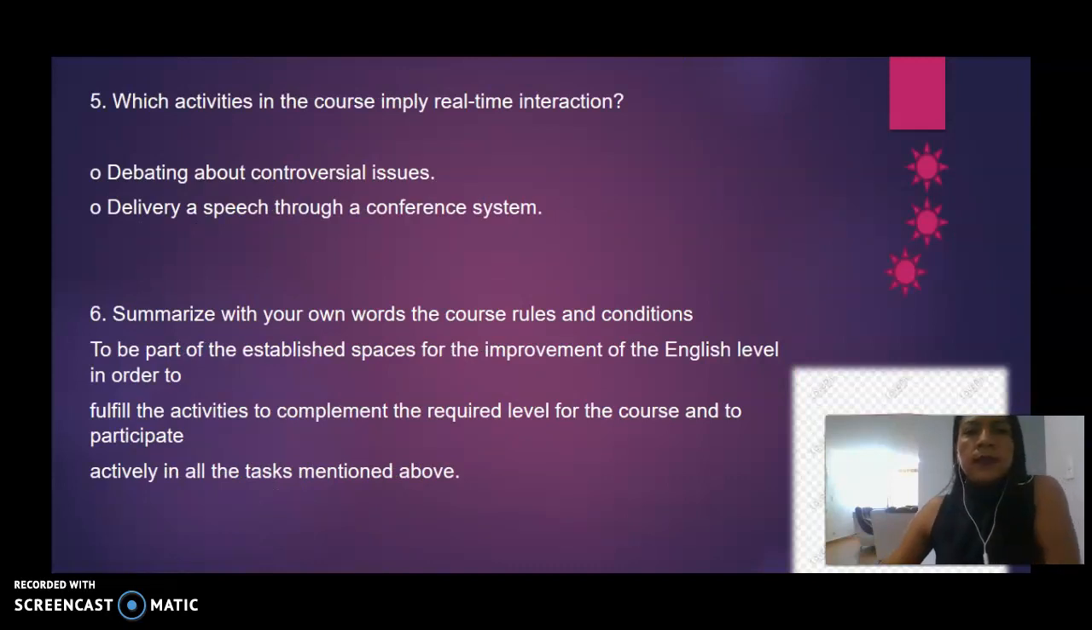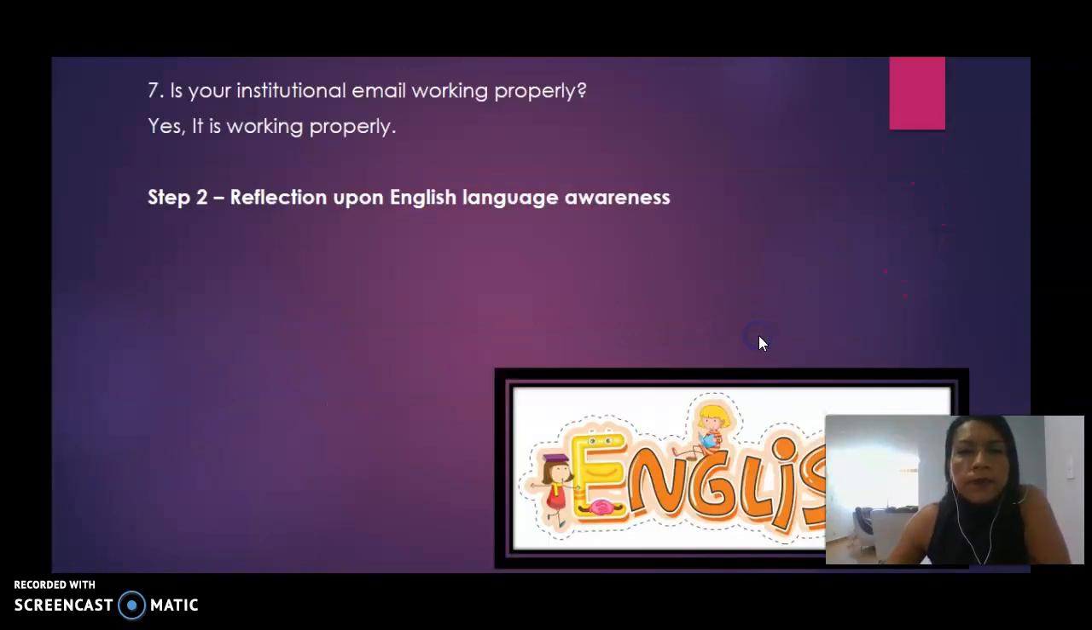Five: the activities in the course imply real-time interaction, debating about controversial issues, and delivering a speech through a conference system. Six: summarize with your own words the core rules and conditions to be part of the established space for the improvement of the English level, in order to fulfill the activities to complement the required level for the course and participate actively in all the tasks mentioned above.